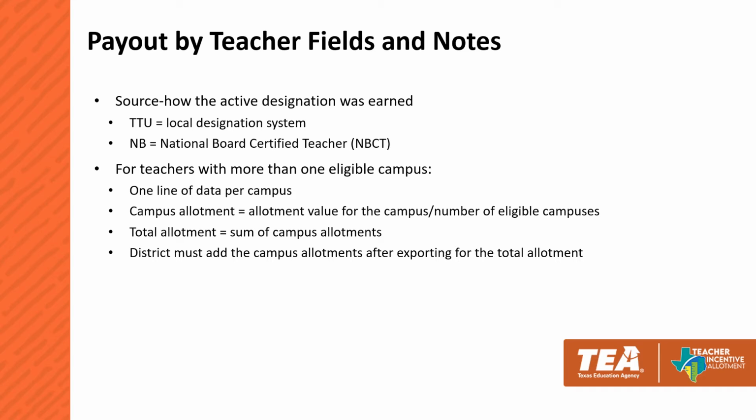If a teacher has more than one eligible campus, please note that there will be one line of data per campus. So multi-campus teachers will appear more than once on the payout report with one line of data per campus. The campus allotment will be the allotment value for the campus divided by the number of eligible campuses. And the total allotment will be the sum of those partial campus allotments. So if you have a teacher on more than one eligible campus, there is a field that will state number of eligible campuses. It will tell you how many campuses they were reported at, and the district must add those campus allotments after exporting the total allotment data.